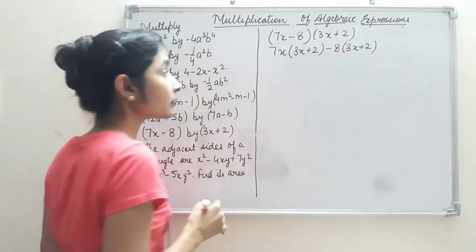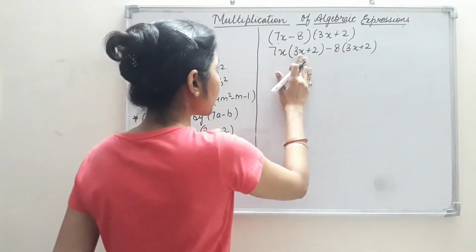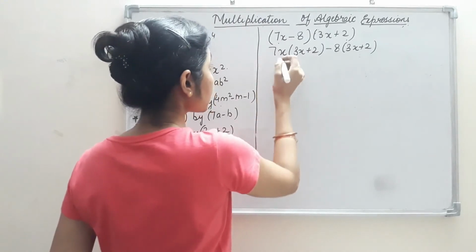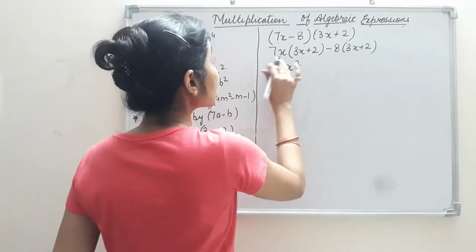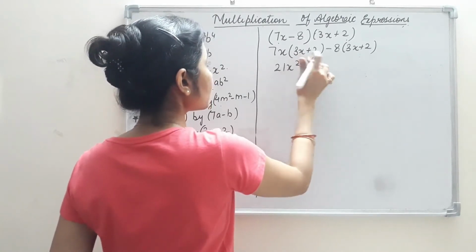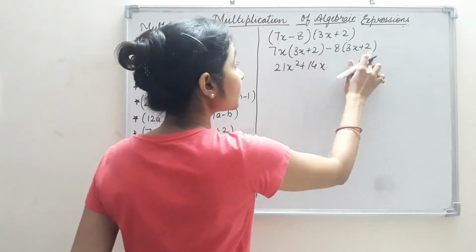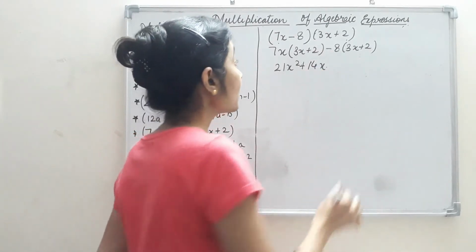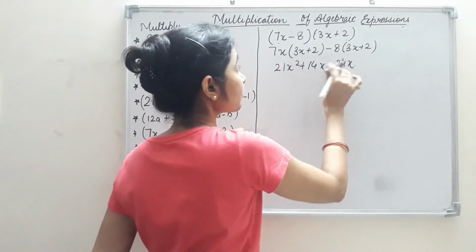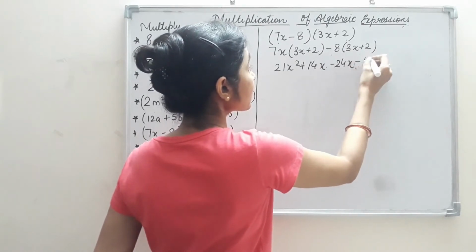Now here 7x multiplied by 3x, 7 3s are 21, both are positive, so positive answer, x into x, x square. 7x multiplied by 2, again both are positive, plus 7 2s are 14 and only x is there. Negative into positive and negative into positive, both the answers will be negative. So minus 8 into 3x gives me minus 24x, minus 8 into positive 2 gives me minus 16.